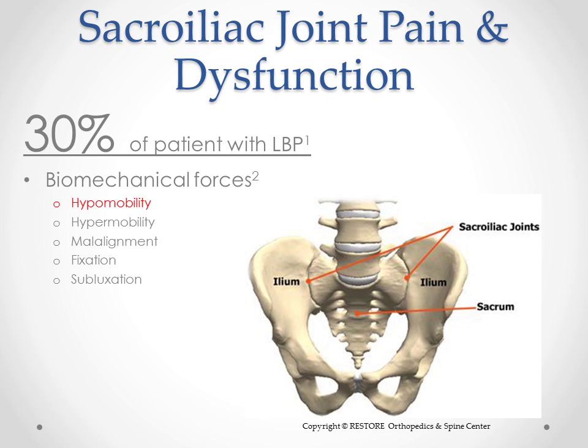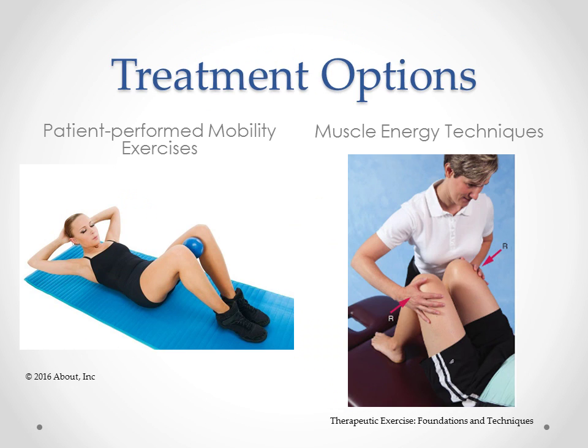SI joint pain is also caused by a variety of biomechanical forces: hypomobility, hypermobility, malalignment, fixation, subluxation. For this study, we'll be talking about sacroiliac dysfunction as hypomobility, so decreased mobility in this joint.